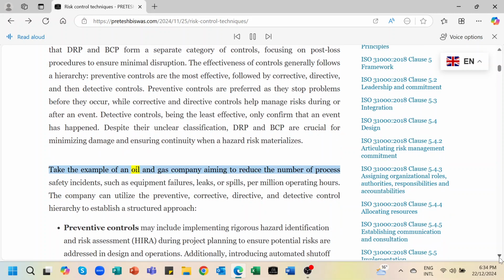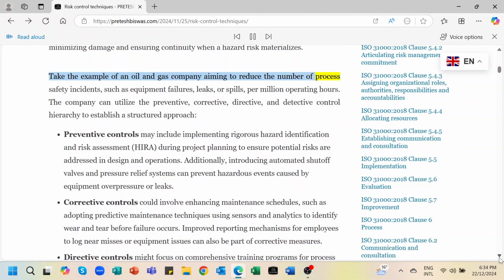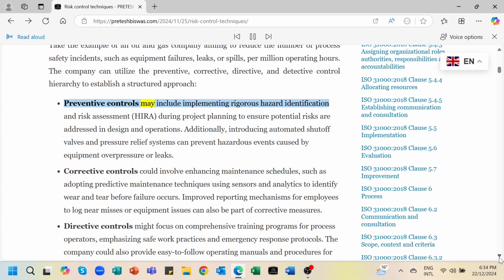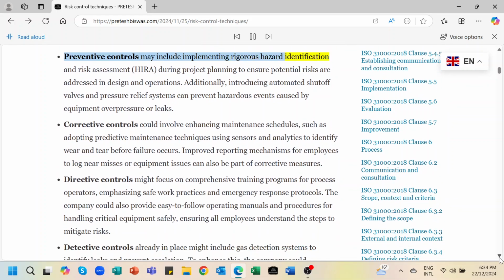Take the example of an oil and gas company aiming to reduce the number of process safety incidents, such as equipment failures, leaks, or spills, per million operating hours. The company can utilize the preventive, corrective, directive, and detective control hierarchy to establish a structured approach. Preventive controls may include implementing rigorous hazard identification and risk assessment, HIRA, during project planning to ensure potential risks are addressed in design and operations. Additionally, introducing automated shutoff valves and pressure relief systems can prevent hazardous events caused by equipment overpressure or leaks.